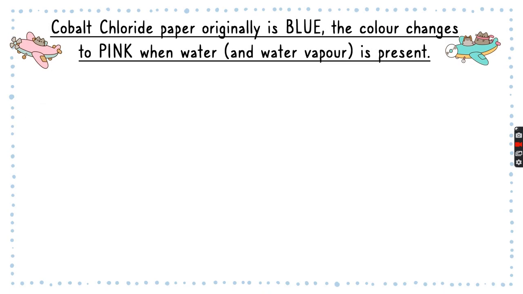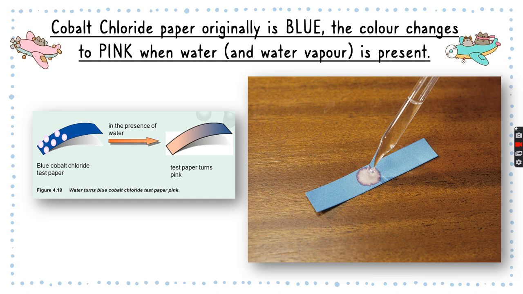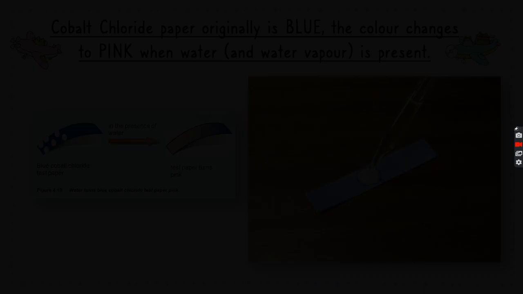Sometimes you can't really see that cobalt chloride paper is actually really pink, but I hope that this picture will help you see that it will turn pink when it is exposed to water.